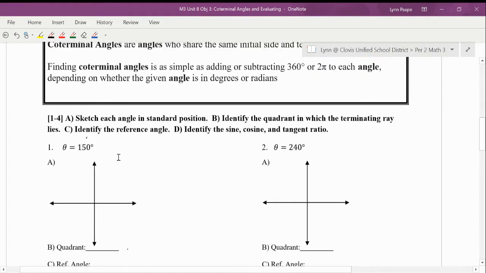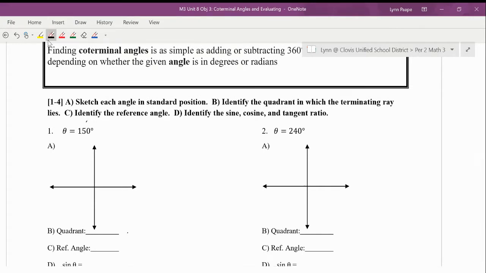So we'll come back to coterminal angles. The first thing we want to do is sketch each angle in standard position. So we're going to start with that. I have 150 degrees, so I know this is 0, 90, this is 180, so it's somewhere between 90 and 180. So wherever that 150 is, we'll say that's 150.